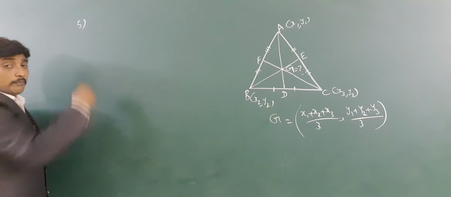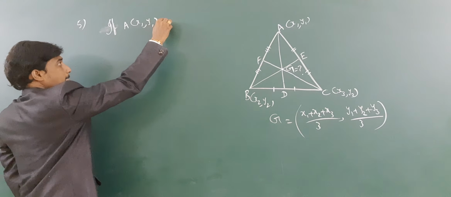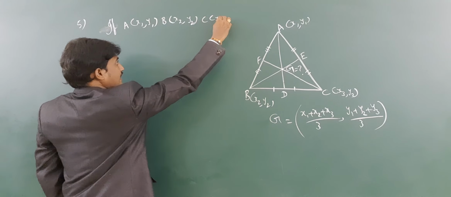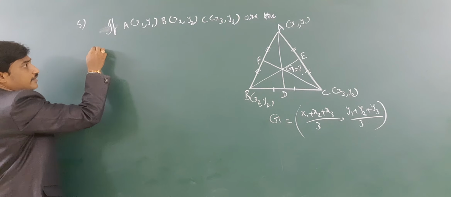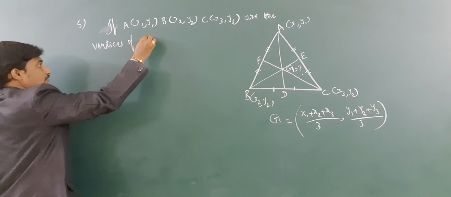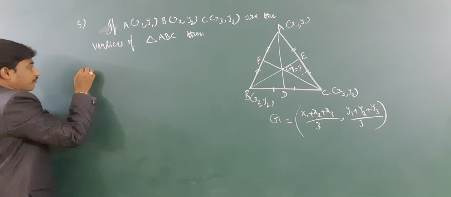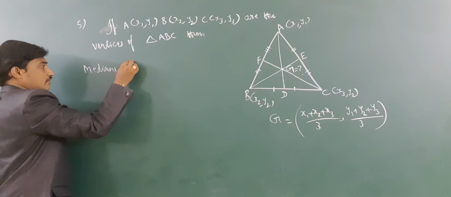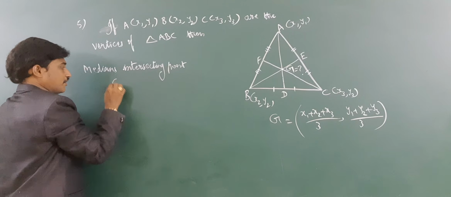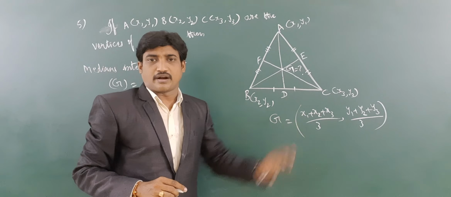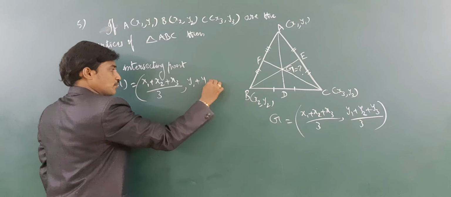So, if A x1 y1, B x2 y2, C x3 y3 are the vertices of triangle ABC, then the median's intersecting point formula, generally we denote with Z, that is the ordered pair x1 plus x2 plus x3 by 3, y1 plus y2 plus y3 by 3.